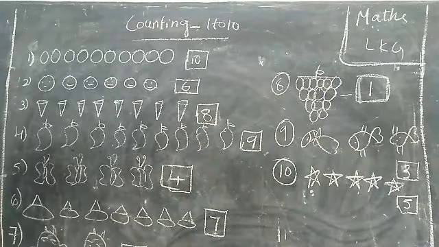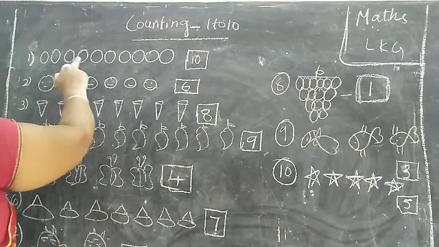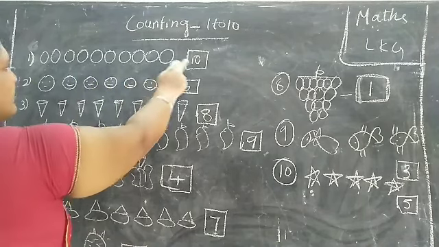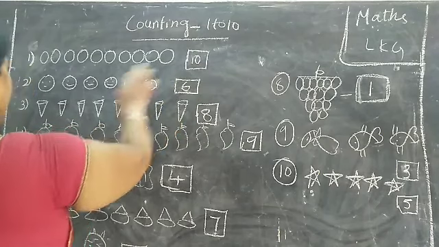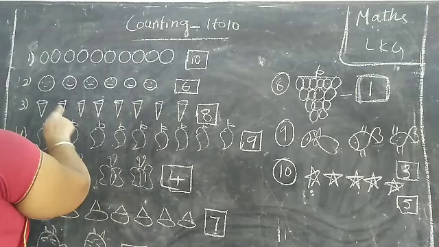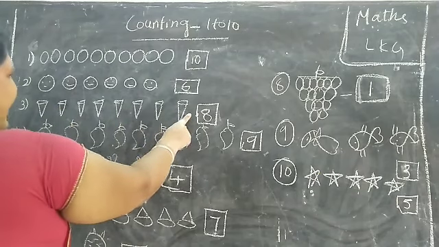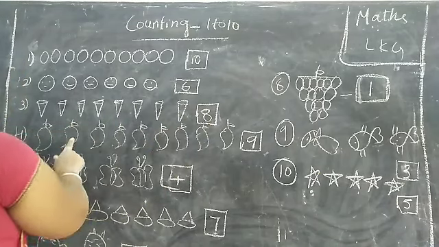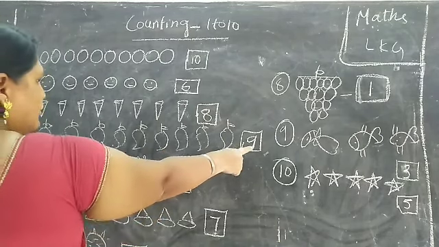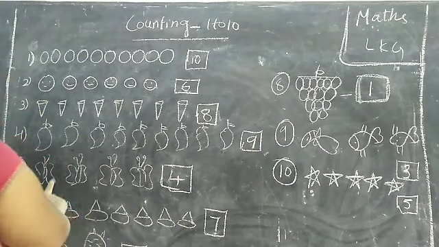5. So counting 1 to 10. Okay, children? Yes. So 1, 2, 3, 4, 5, 6, 7, 8, 9, 10. So 10 balls, here we write 10. 6 smileys. 8 ice creams. 1, 2, 3, 4, 5, 6, 7, 8, 9, 9 mangoes. So here we write 9.